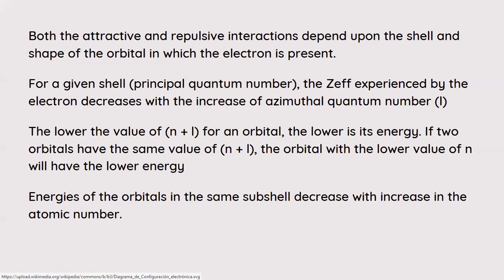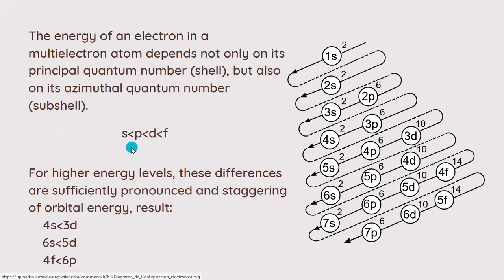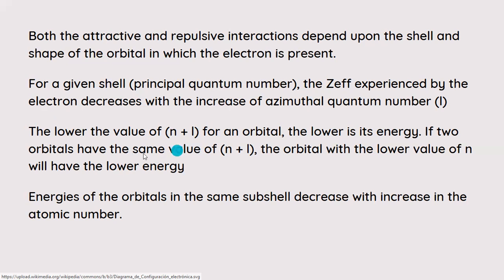Now, the energy of the electrons in s orbital is the least, as we know over here. s is going to be the least, p is the next, d is after that, and f is after that. Because there is going to be a difference in the shielding effect of all of these electrons, the lower the value of n plus l for an orbital, the lower is its energy. So if two orbitals have the same value of n plus l, the orbital with the lower value of n will have the lower energy. So this basically means that when you have the values of the azimuthal quantum number and the principal quantum number, as the total of them is low, the lower will be its energy.